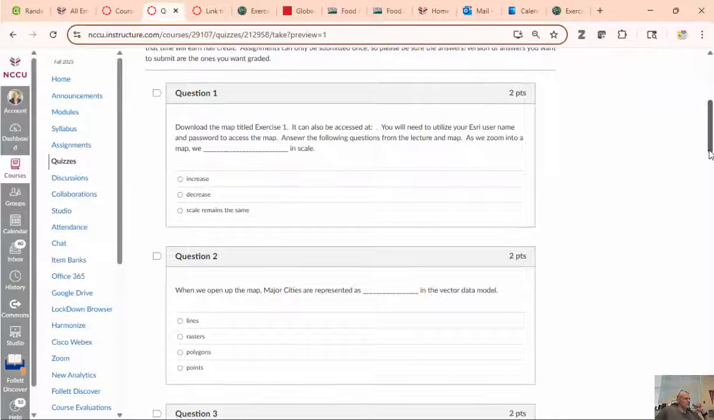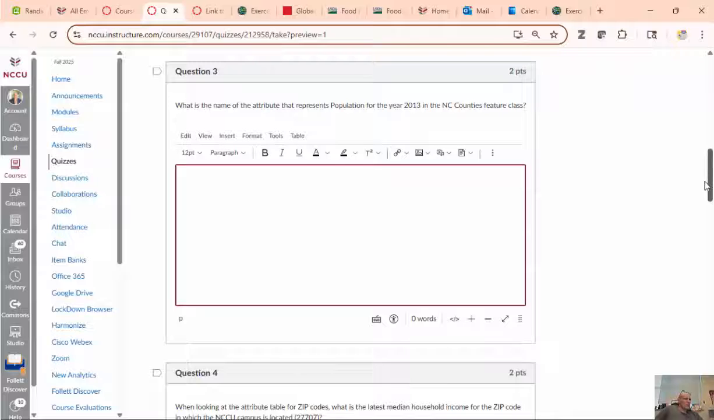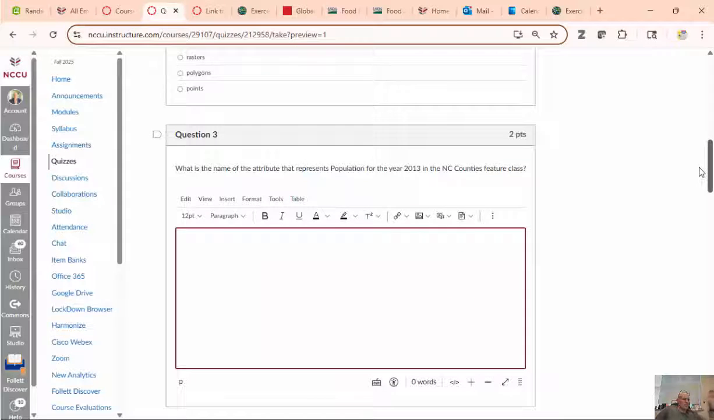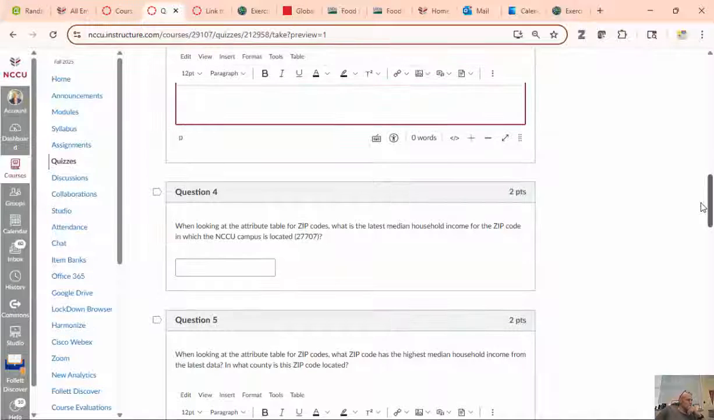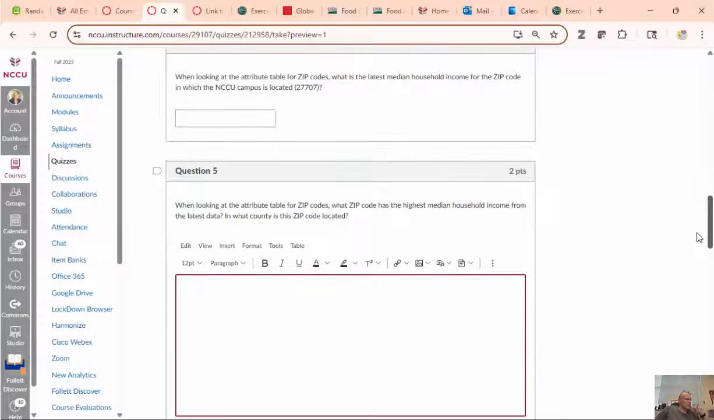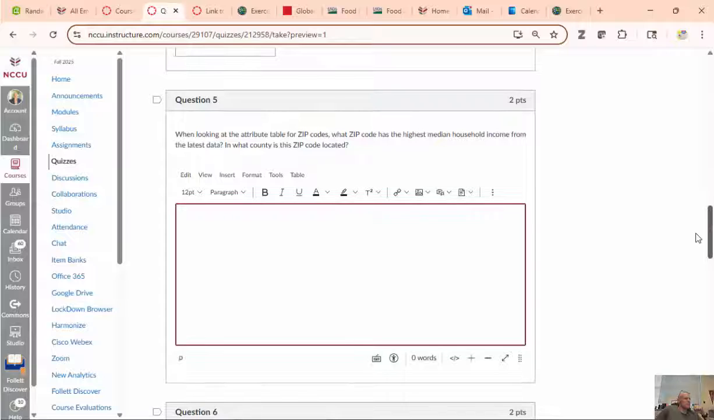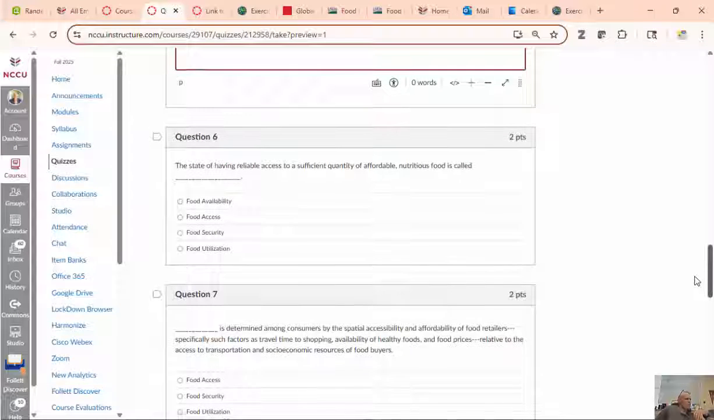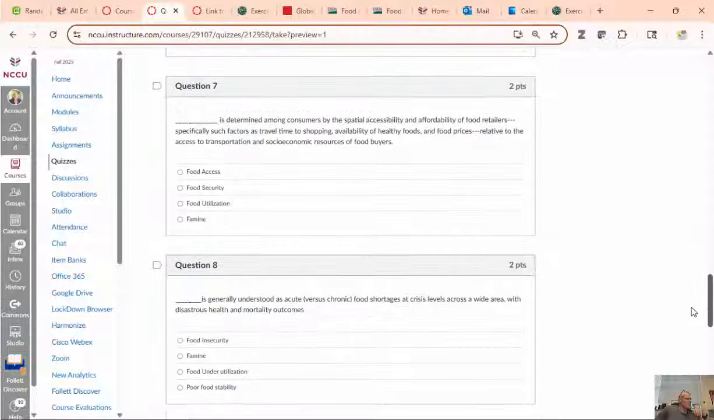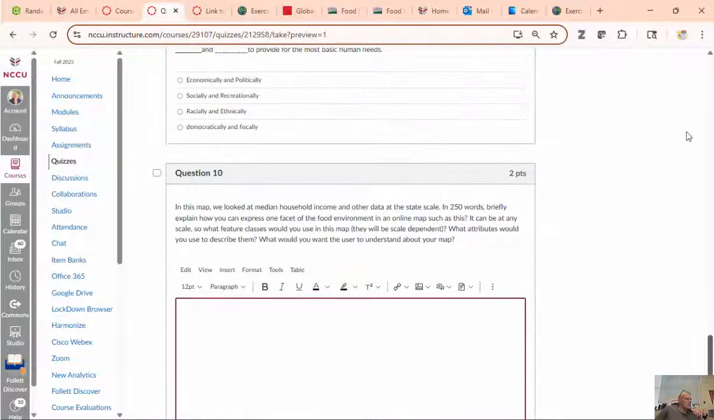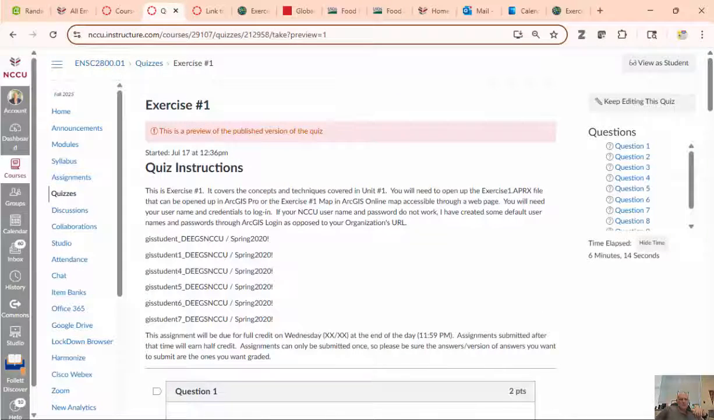We zoom in, we can zoom out. We have questions about attributes, which are the individual columns. We ask questions about the median household income, which zip codes have the highest median household income, in which county are they located, and then it also covers some of the concepts that we talked about in our lectures.